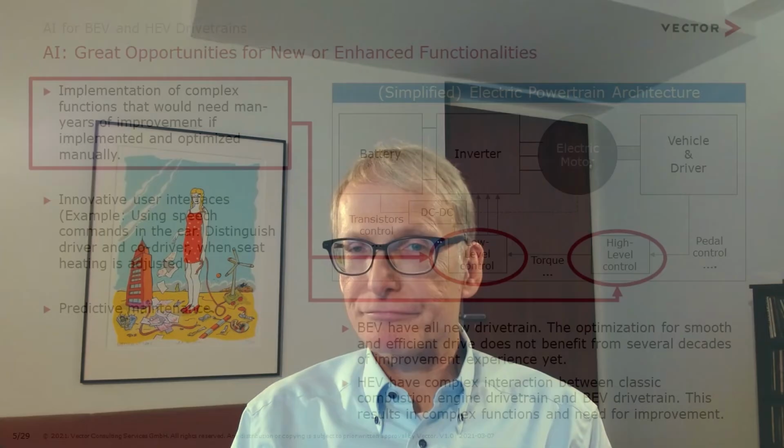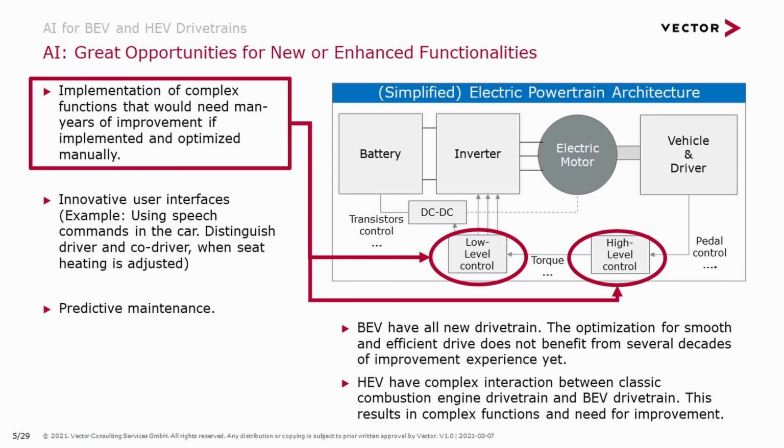If you see on the right hand side the electric powertrain architecture, you have a battery, you have an inverter, you have an electric motor. It's a simplified architecture, but in principle you have two level controls. We have a low level control, and we have a high level control, like the driving strategy or the shifting strategy or whatsoever.